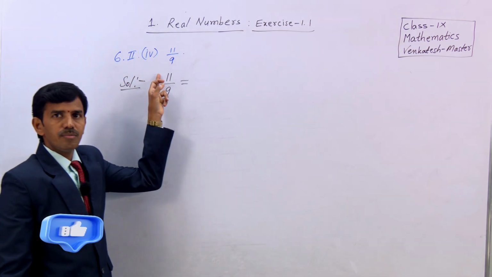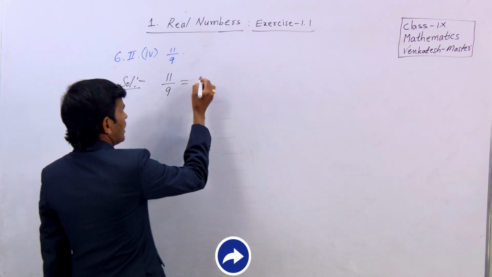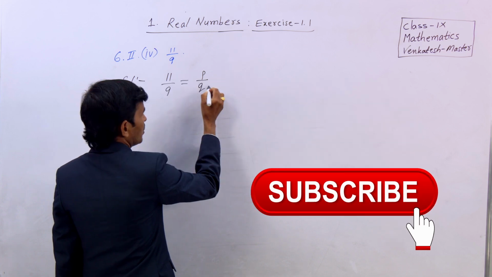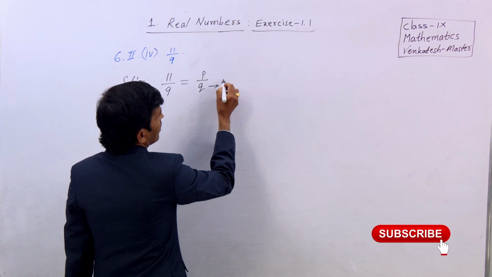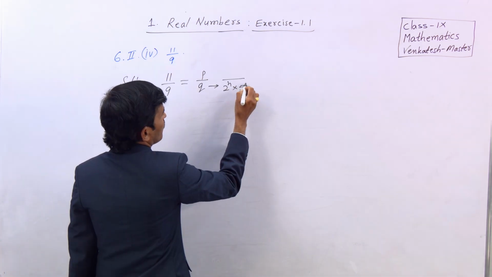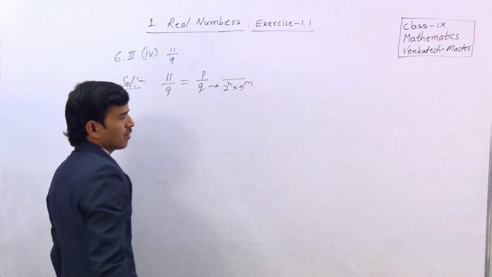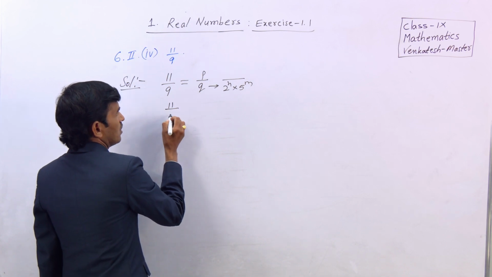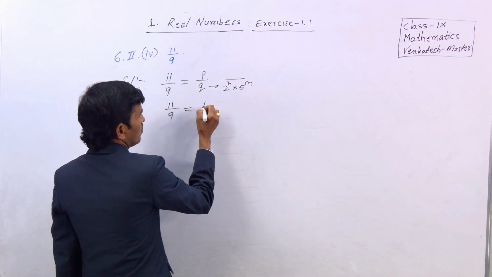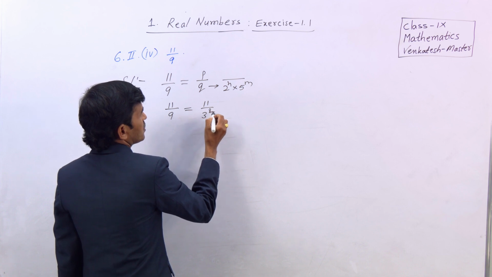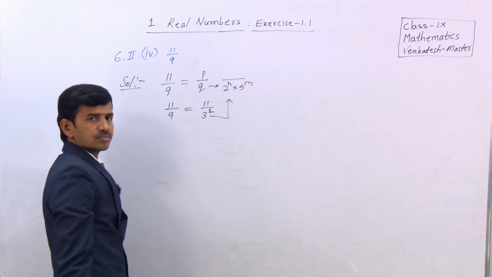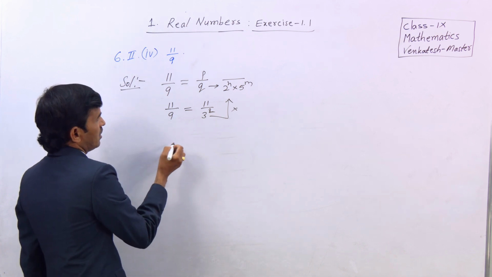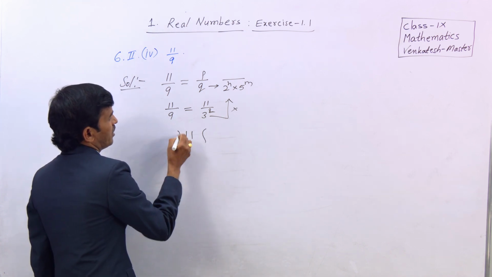The rational number is 11 by 9. So 11 by 9, if you compare with the standard form of a rational number, that is p by q, is q in the denominator of the form 2 power n into 5 power m or not? Let us check it here. So 11 by 9 can be written as 11 by 3 square, which is not in this format. So as it is not in this format, what do you have to write then? Directly you need to divide 11 by 9.